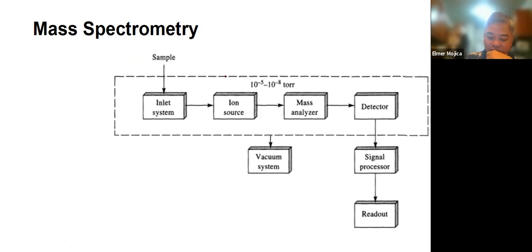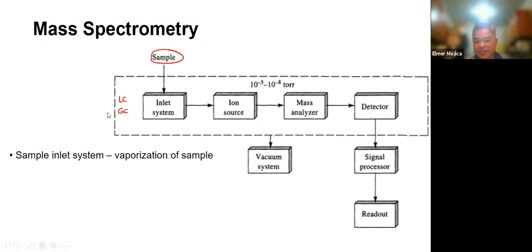So another way we can look at it is this one. So you have the sample. So what do you think is the inlet system? Ano ito tingin yung inlet system? So it can be LC and GC. Okay? And in the inlet system, you have to vaporize the sample. So either you use GC or LC. So usually ang ini-inject ninyo, liquid eh.